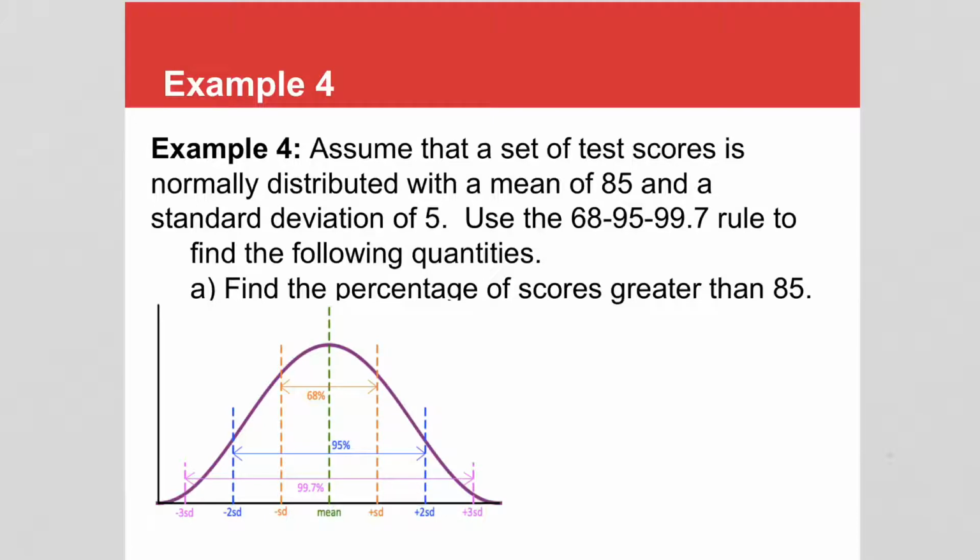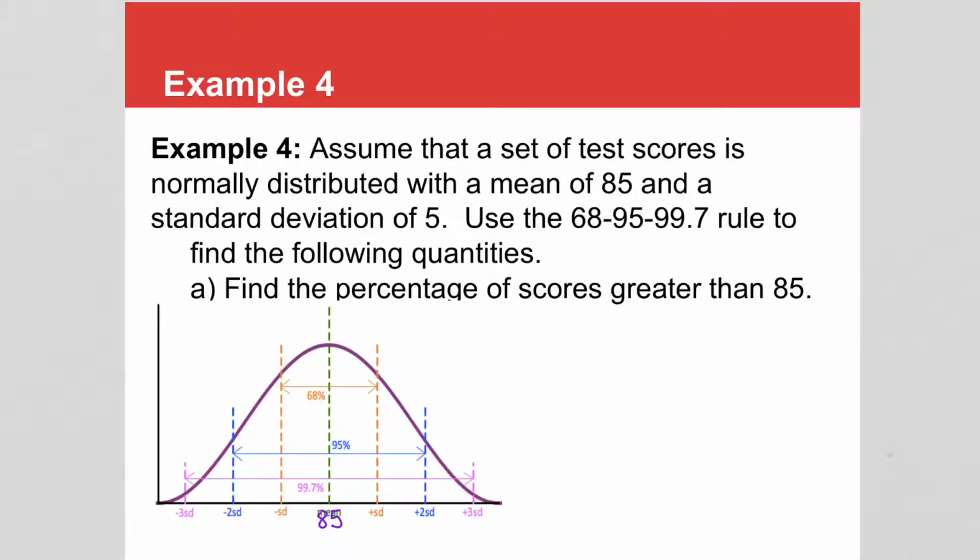For example 4, it says, assume that a set of test scores is normally distributed with a mean of 85 and a standard deviation of 5. Use the 68, 95, 99.7 rule to find the following quantities. The first thing we need to do is label this graph I provided with our scores. The mean is 85, so I'm going to put that right there. And then the standard deviation is 5.